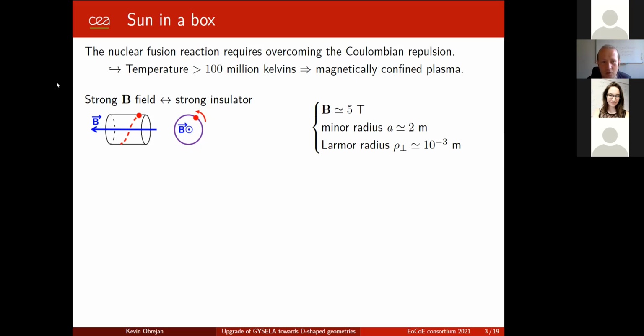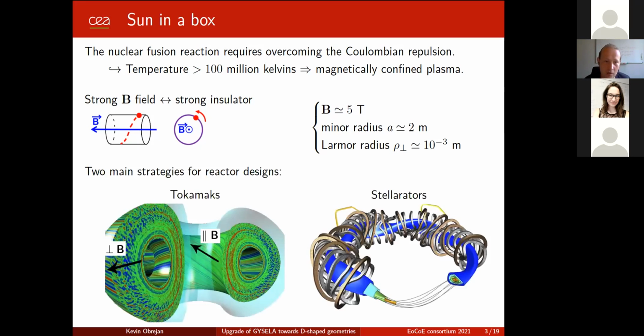So the magnetic field is used to constrain the movement of particles, since they have to circle around the magnetic field lines, which allows containing them inside of the reactor. So there are two main strategies for reactor design. One is called tokamak, so it's a rather simple donut-like shape. And another one is called stellarator, which is a much more complex one where the donut has been twisted in various ways. So in this presentation, I'll be mostly focusing on tokamaks.